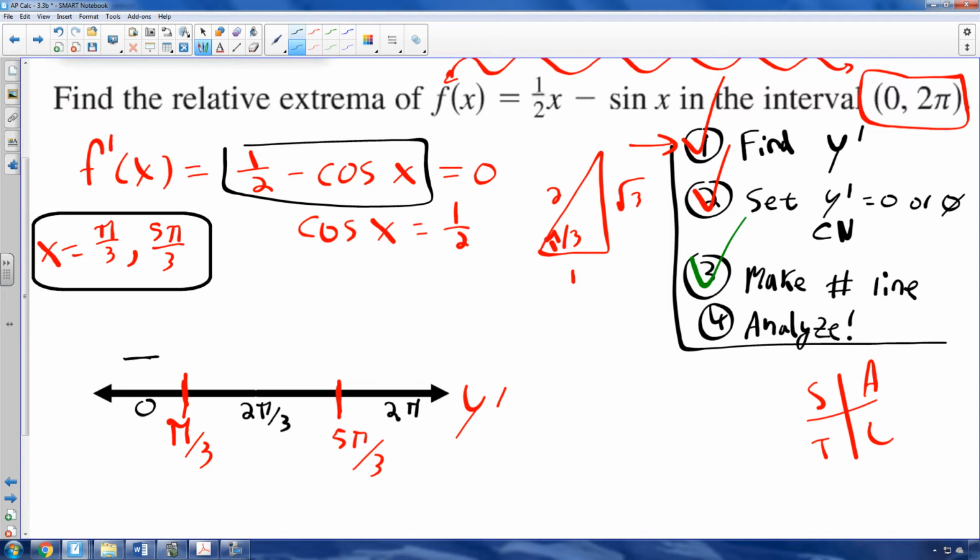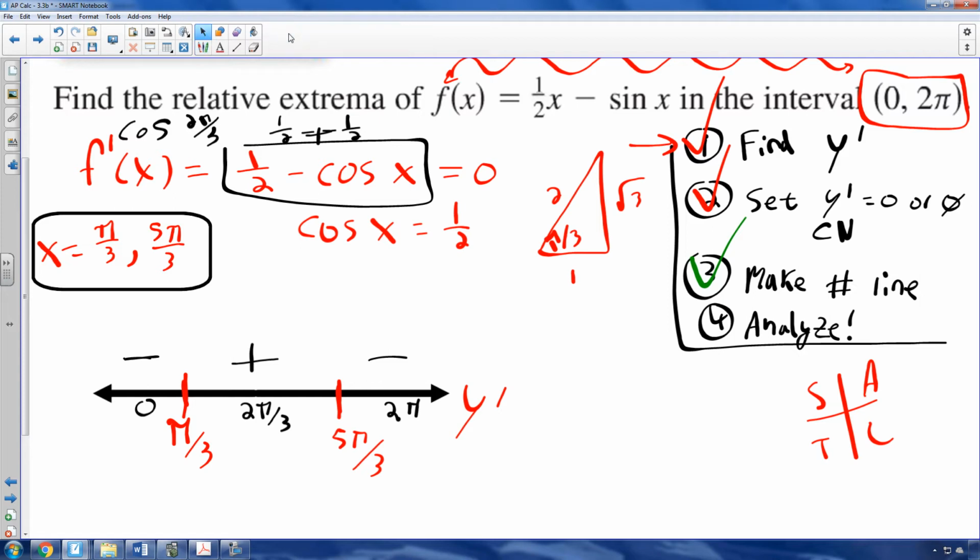What's cosine of 2 pi over 3? I think that's negative 1/2. So we're actually going to have 1/2 minus negative 1/2, which is 1, a positive. And then here, when we put in 2 pi, it's going to be the same as 0, because cosine of 2 pi is also 1. So it's 1/2 minus 1. So this is what we have.